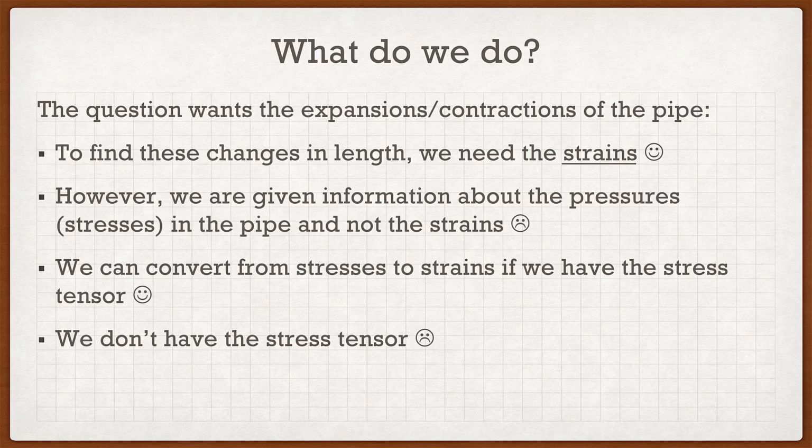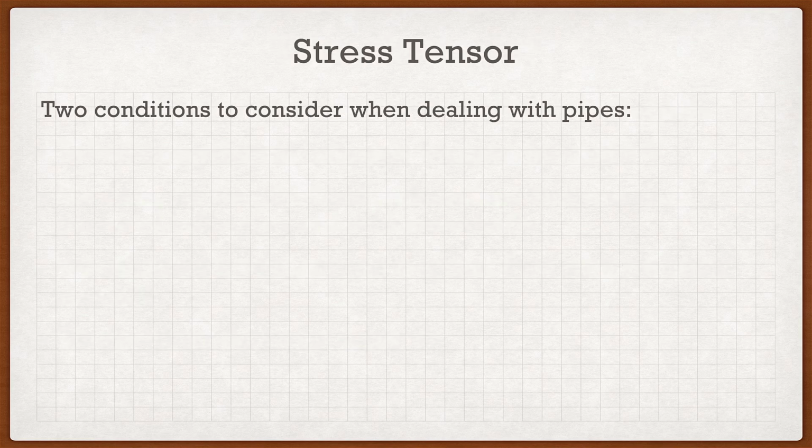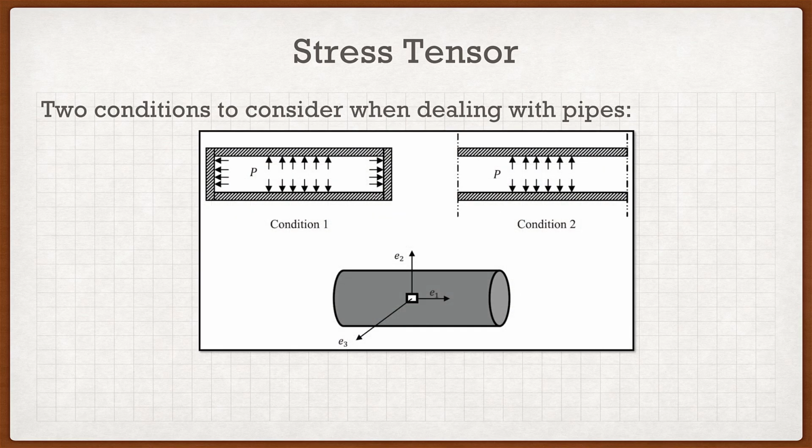From here, we know the general procedure of the question. However, we can't really start it because we don't know that stress tensor. So in order to figure that out, we have to figure out what the stress tensor is when dealing with pipes. Because as we'll see, pipes are a very specific case, and they're actually a very nice case. So there are 2 conditions when dealing with pipes. As we see in our nice figure here provided by Dr. Sammer, we have 2 conditions.